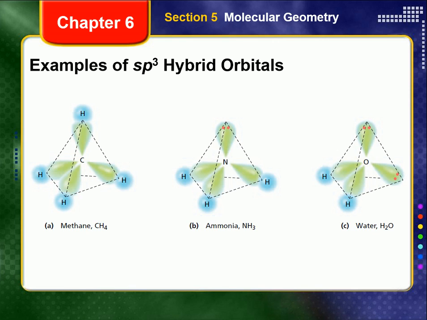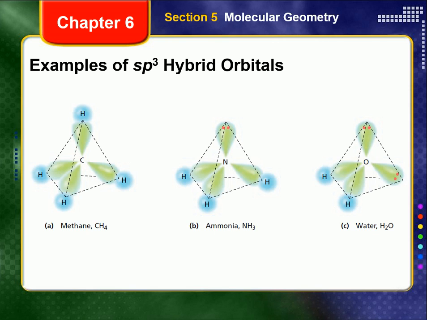Hybridization also explains the bonding and geometry of many molecules formed by group 15 and 16 elements. The sp3 hybridization of a nitrogen atom yields 4 hybrid orbitals, 1 orbital containing a pair of electrons and 3 orbitals that each contain an unpaired electron. Each unpaired electron is capable of forming a single bond, as shown for ammonia in figure 6-24b on page 188 of your text or on the screen now.